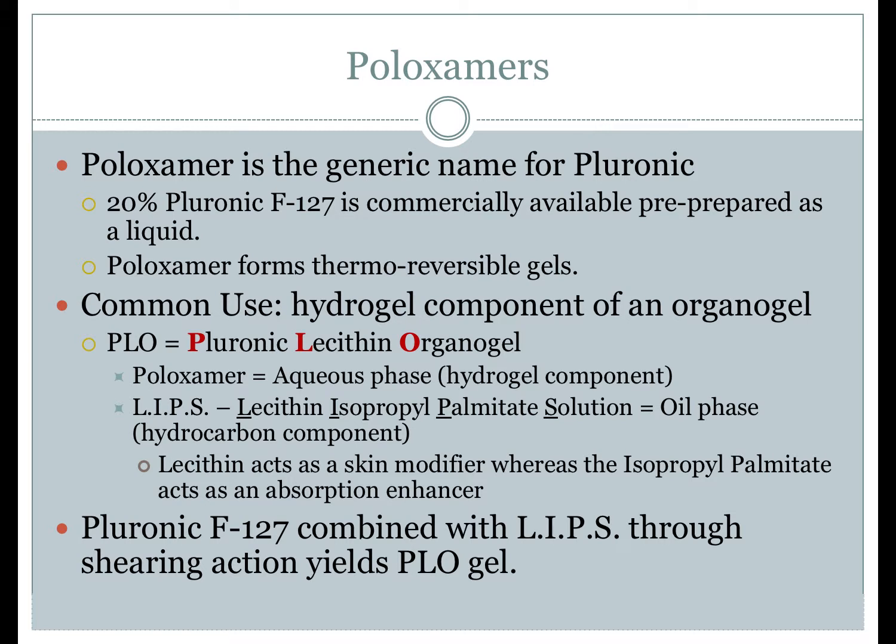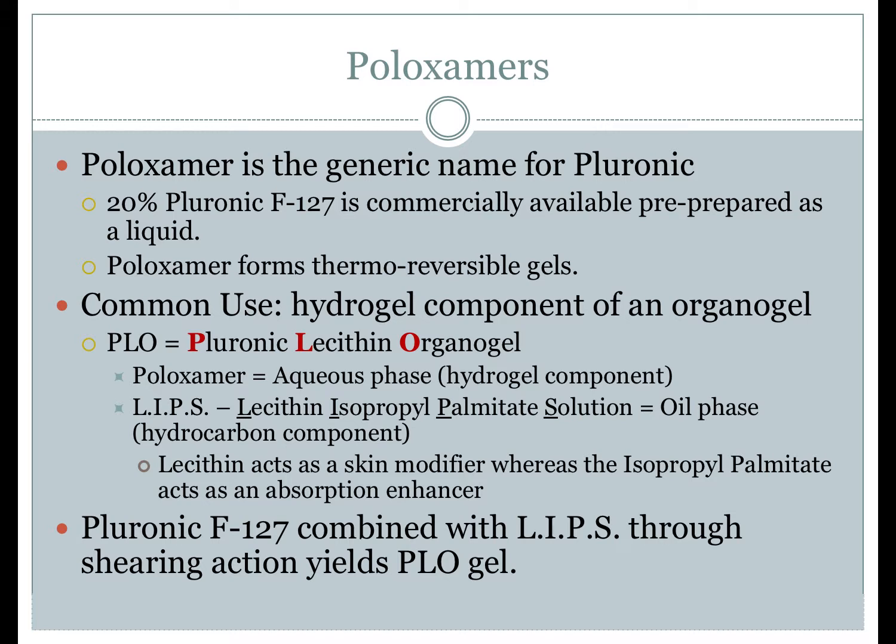A thermal reversible gel means the product is a liquid when at cold or refrigerated temperatures, but forms a gel with increased and thick viscosity at room or body temperature. Therefore, the commercial product Pluronic F127 must be stored in the refrigerator to keep it as a liquid. As a liquid, it can be measured using a syringe or volumetric glassware. Then, as it is used during the compounding procedure, energy in the form of mixing and shearing is provided that will warm the Pluronic solution, causing it to thicken and gel.